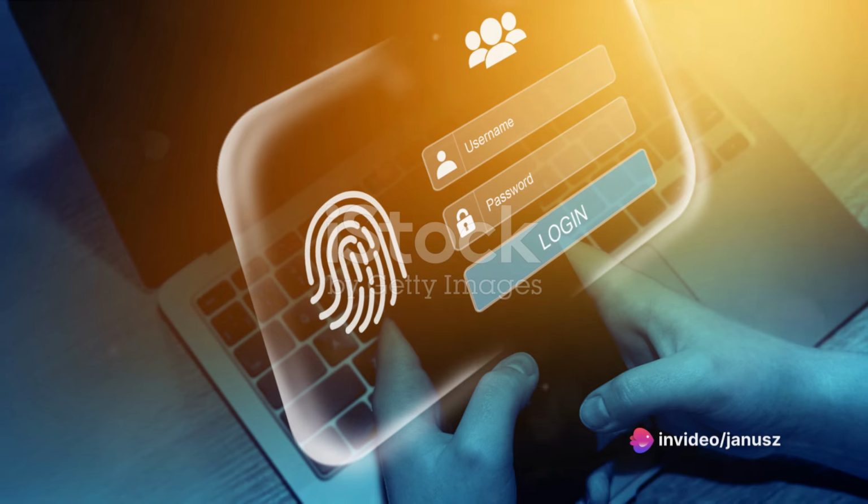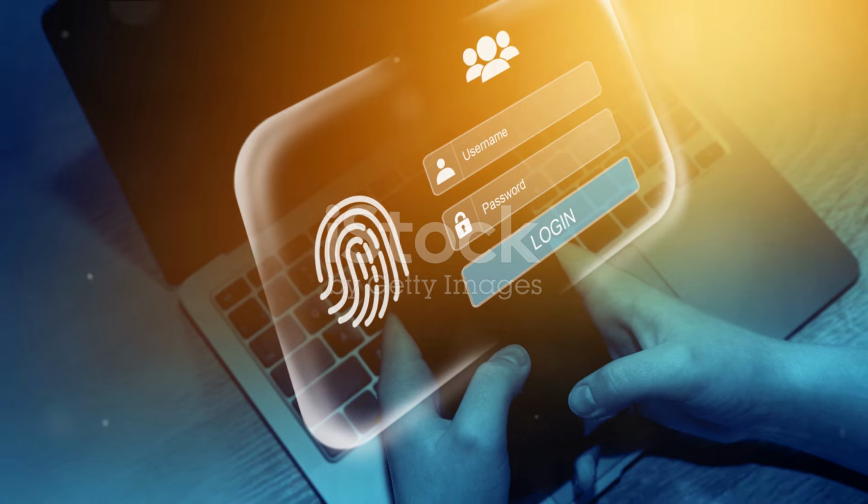Remember, with knowledge comes responsibility. Always use these techniques ethically and responsibly.